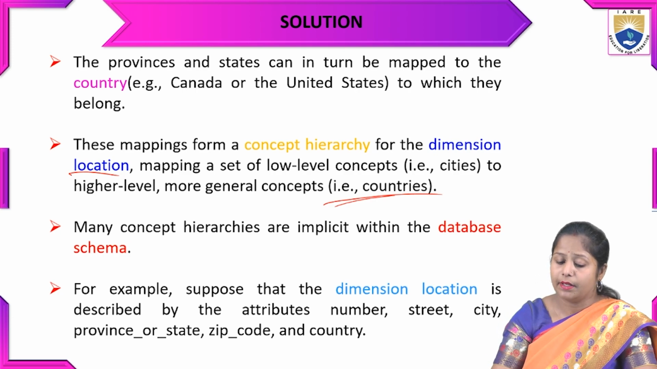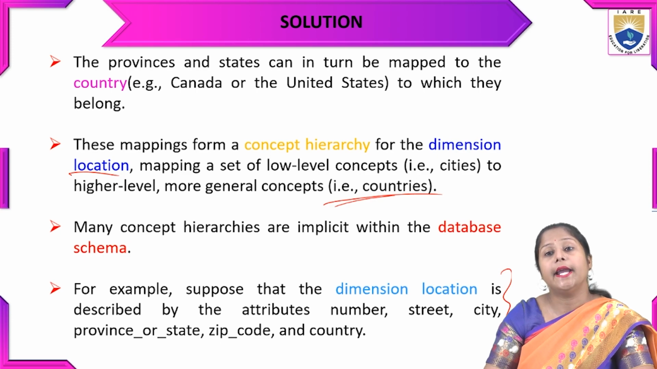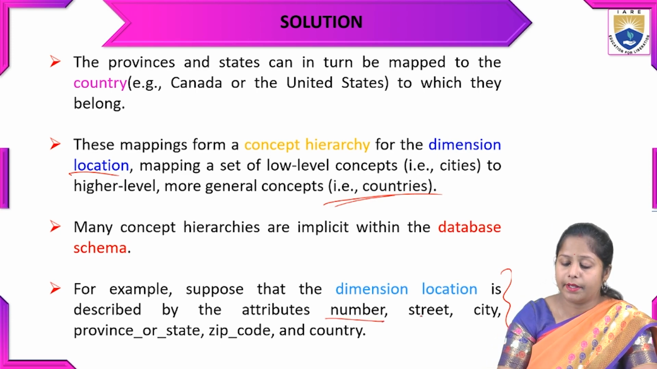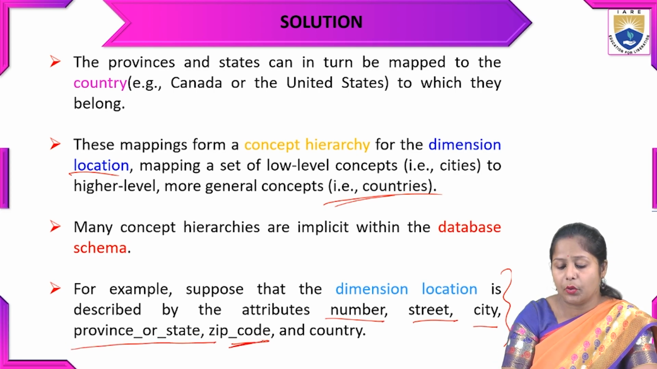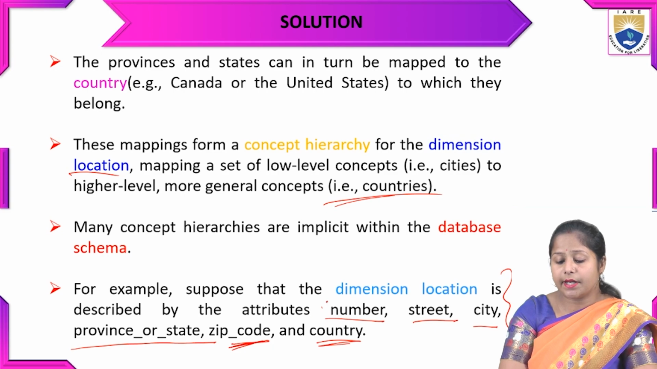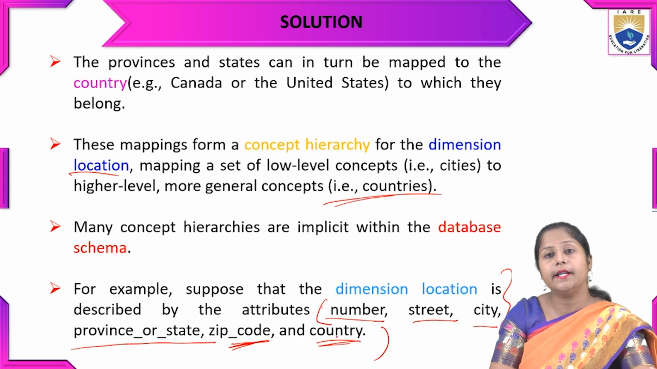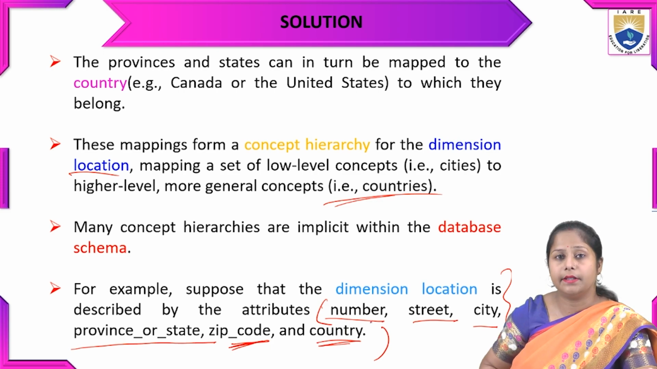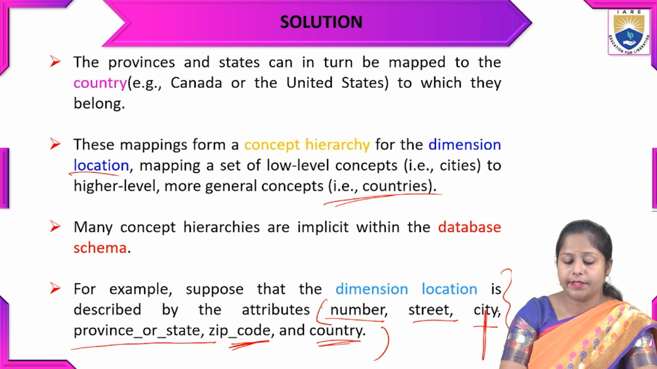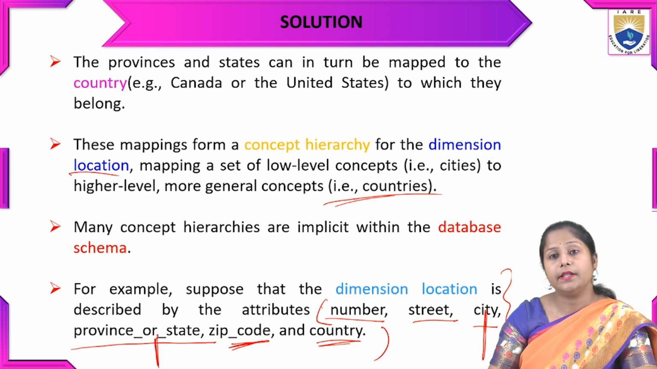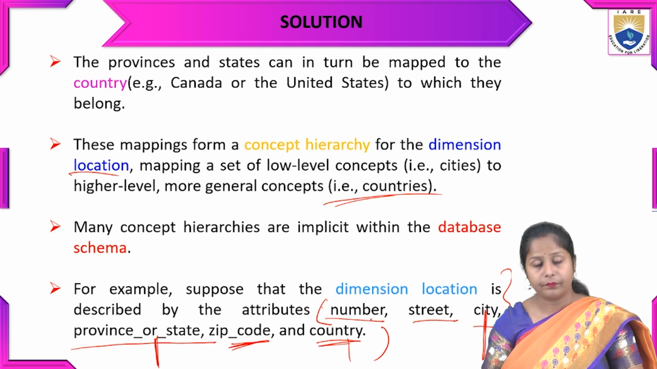Suppose for example the dimension location is described by the attributes number, street, city, province or state, zip code and country. So these 4-5 attributes will be there, and they will be implicit within the database. Here we have already used city, province, and country.